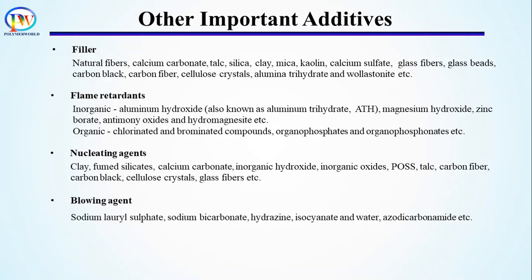Blowing agents are chemicals which are used to develop foamed morphology. Isocyanate and water are used as blowing agents for polyurethane, azodicarbonamide for vinyl, hydrazine and other nitrogen-based materials for thermoplastic and elastomeric foams, and sodium bicarbonate for thermoplastic foams.